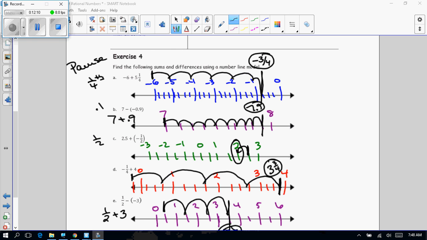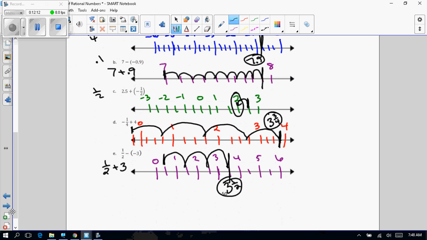For D, I started at negative 1/4. That's way down here, right? That's the number I started at. And then I bunny hopped my way over 4 whole spots. I always made sure I ended at the same spot, and I got to 3 3/4. Remember, I counted by fourths this time to make my life easier. And then for E, I started at a half, right? Halfway between 0 and 1. And then that becomes negative 3, or the opposite of negative 3 is adding 3. So I bunny hopped my way over 3 spots, and I ended up at 3.5.